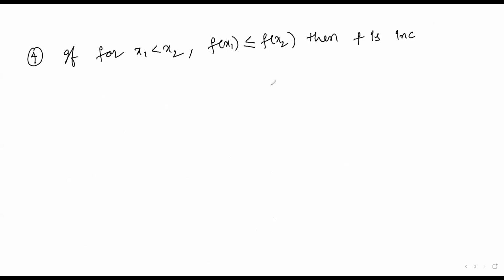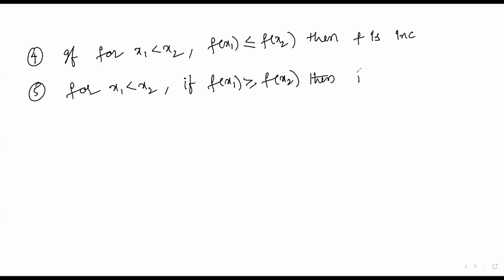Now, for x1 less than x2, if f of x1 is less than or equal to f of x2, that means sometimes less than, sometimes equal, then we say f is increasing, monotonically increasing. And for x1 less than x2, if f of x1 is greater than or equal to f of x2, then we say decreasing.